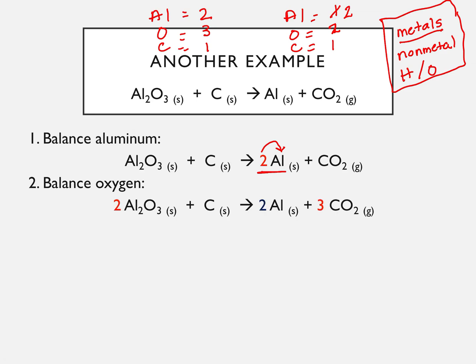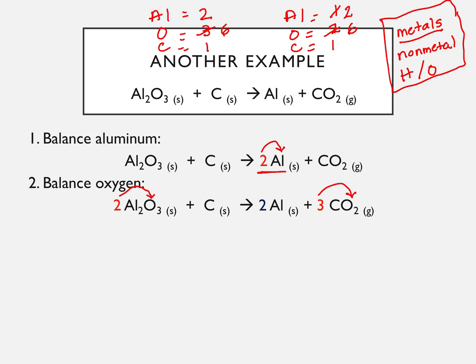So I'm going to go ahead and do that. I'm going to toss a 2 out front here. So 2 times 3 will give us 6, and 3 times 2 will give us 6, and that will balance our oxygens. So now we've got 6 oxygens on each side. But when we do that, we messed up other things, right?